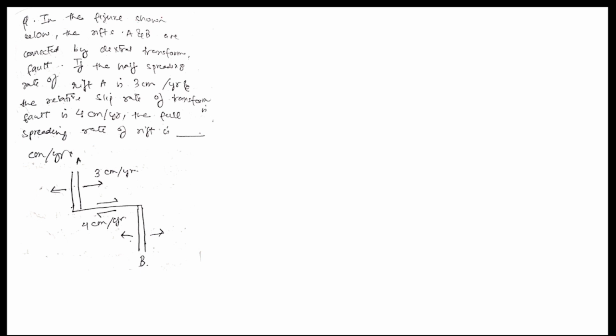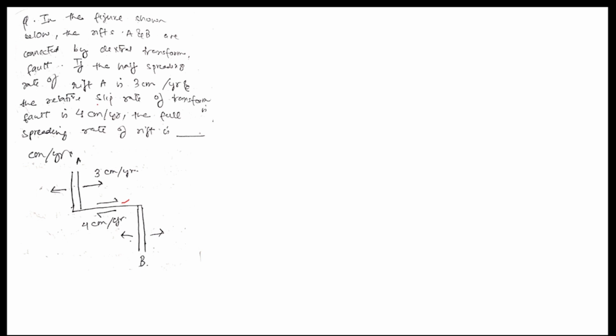In the given figure shown below, the rifts A and B are connected by textural transform fault. This is A and this is B. They are connected by this fault, which is textural in nature. One more thing. Okay, let me complete the question first.